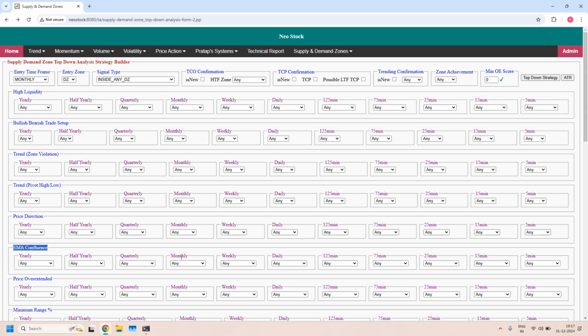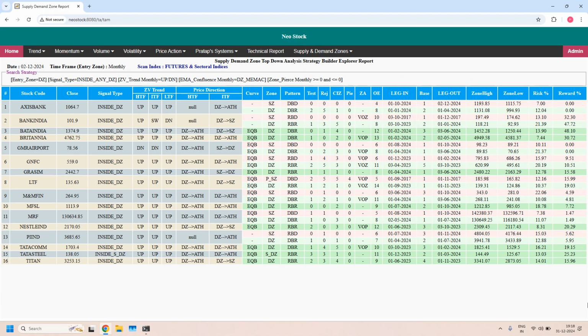So for EMA confluence at monthly time frame, I am setting the filter monthly demand zone having monthly EMA confluence. EMA confluence makes sense only in a trending market, not sideways. So that's why in the trend at monthly time frame, I am selecting up or down but not sideways. Let's filter. We got 16 stocks. These 16 monthly demand zones are high probability monthly demand zones having monthly EMA confluence, and also current price is closed inside the monthly demand zones.